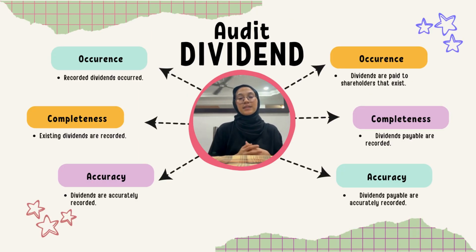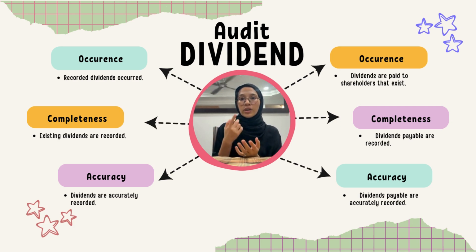So the next slide is dividends. Dividends are a crucial part of shareholder returns, and auditing them ensures the accuracy and the integrity of financial reporting. The main audit objectives related to dividends are occurrence, completeness, and accuracy. Occurrence involves verifying that dividends recorded in financial statements occurred, verifying that dividends were paid to actual shareholders, and ensuring that dividends were not paid to fictitious shareholders.